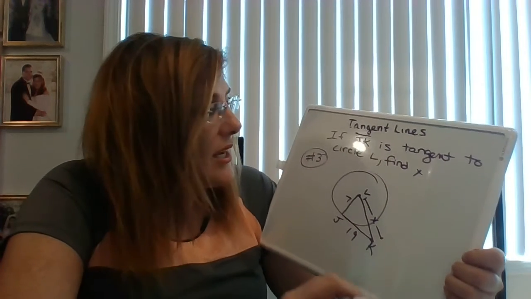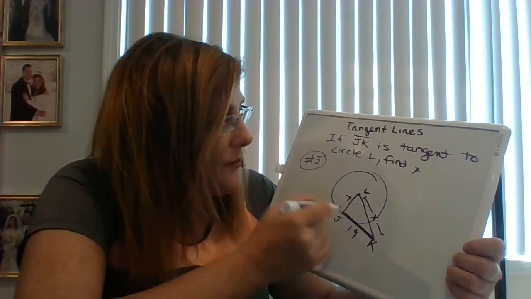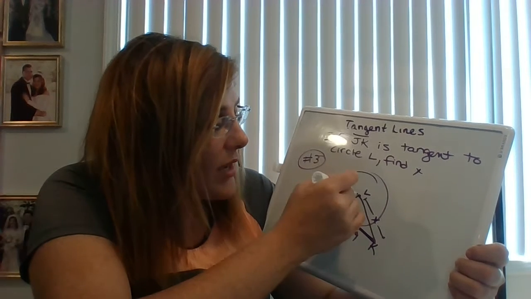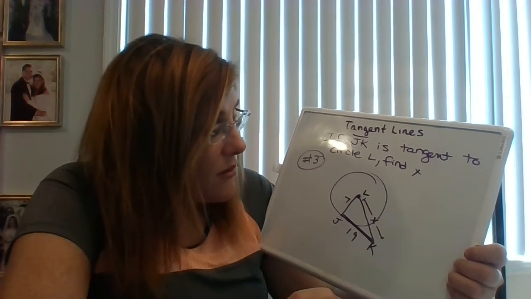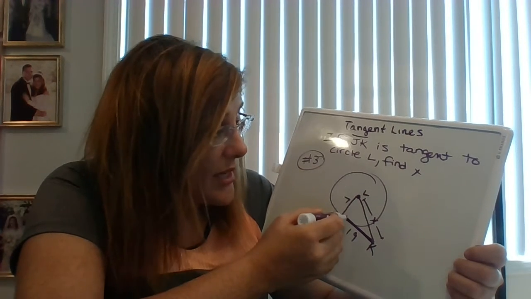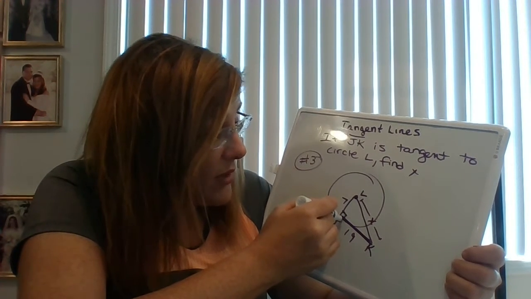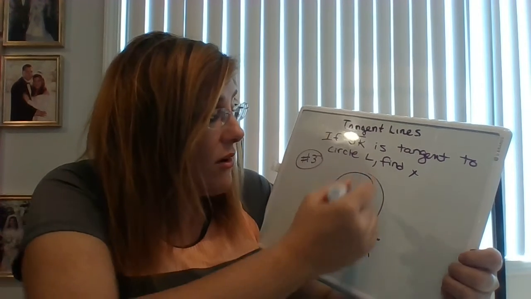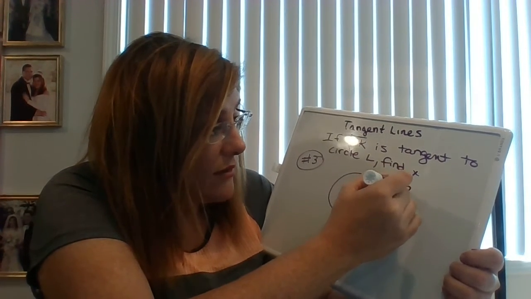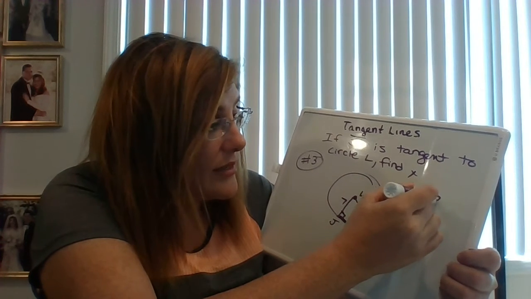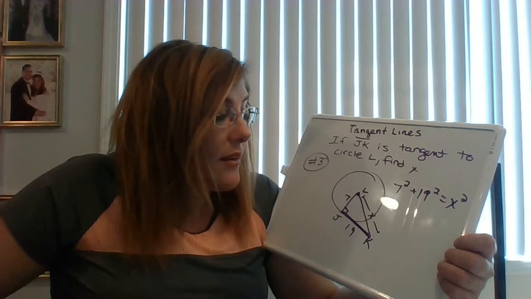So number 3 asked us if JK, which is this line right here, is tangent to circle L. There's the center, there's the L. Find X. Well, if JK is tangent to circle L, then it has to make a 90-degree angle with a radius. So we know that this leg squared plus this leg squared has to equal X squared, right?